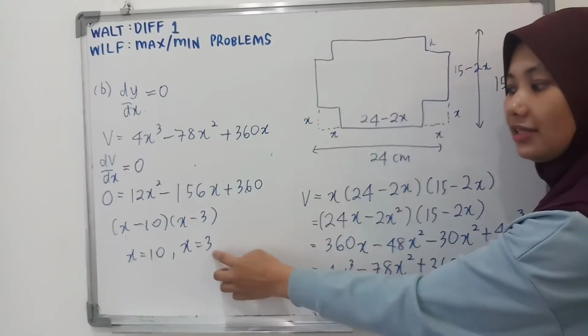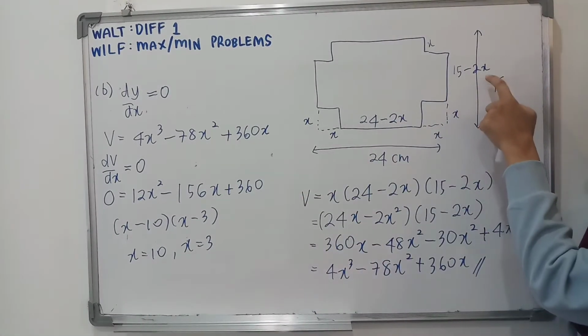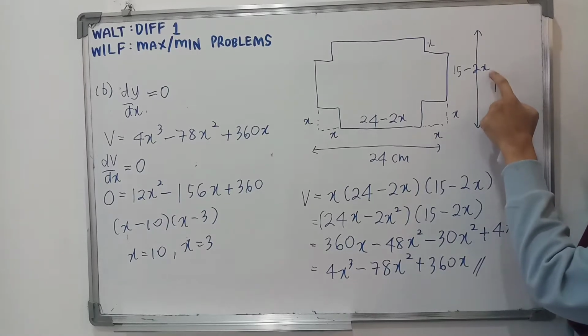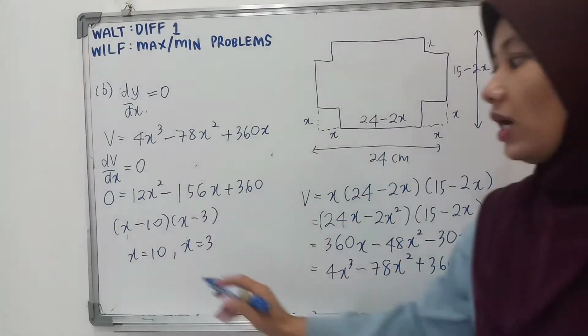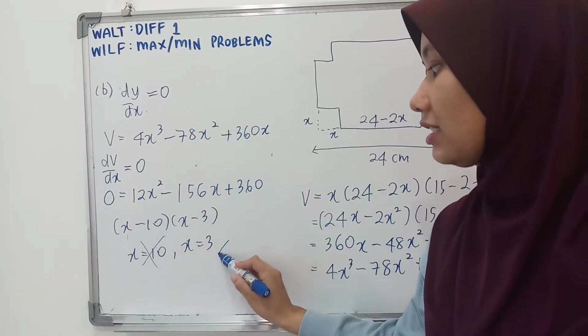So try x equals 3. If x is 3, here you will get 6. 15 minus 6, so that line is just 9, which is logical to have. Okay? So that's why we ignore that part. So that is your answer now.